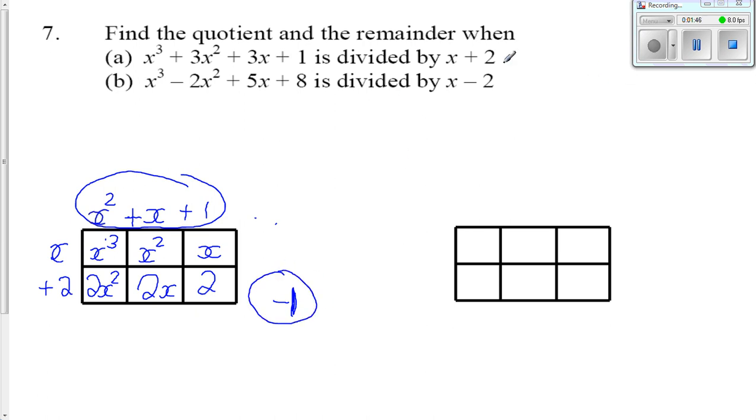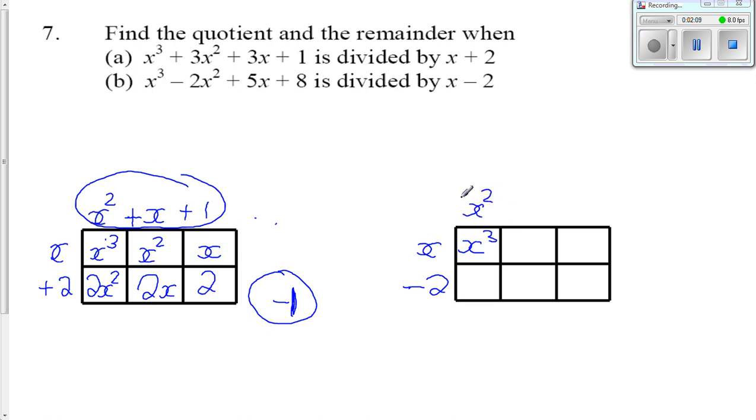And you could check that by putting minus 2 into it, and you'd find out that you've got minus 1 on the end. Let's do it again. We've got an x minus 2 here, so I'm going to write x and minus 2 down the side. And again, I need an x cubed, so the only way I can get an x cubed in this box is to have an x squared up the top here.